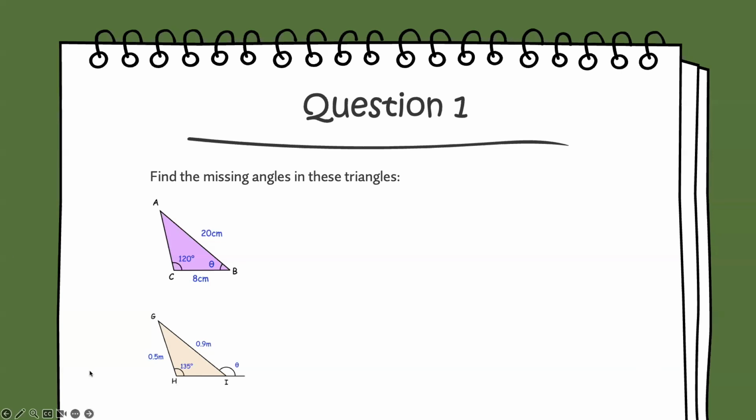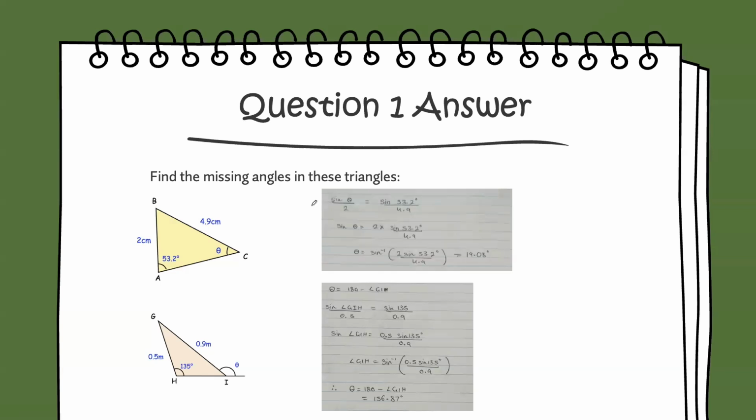So over here it says to find the missing angles in these triangles. So we're going to be using the application of the sine rule. And we're wanting to find this angle, right? So I'm going to say that sine of this angle over its opposite side is equal to sine of this angle, because that's the other angle we have, over that angle's opposite side. And you can see I've written that here. So that means that sine theta over 2 is equal to sine 53.2 degrees over 4.9. So this angle over its opposite side is equal to this angle over its opposite side.